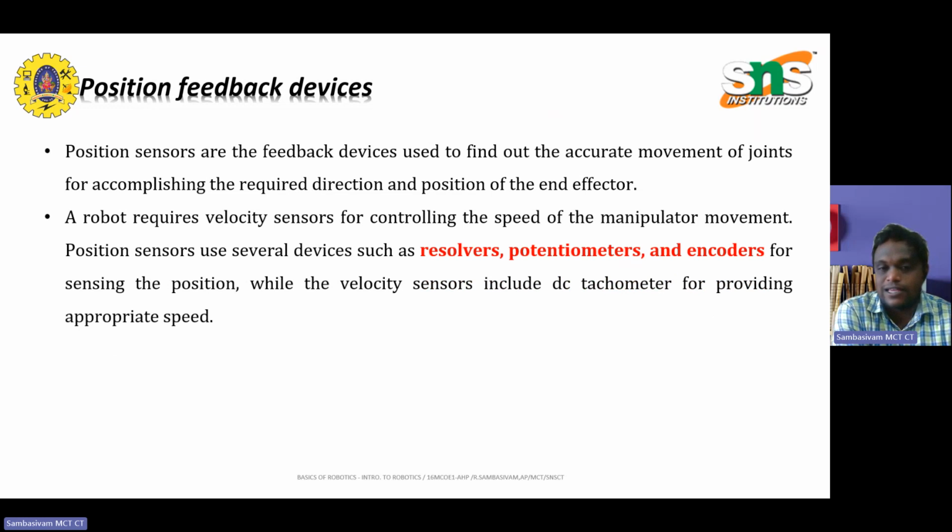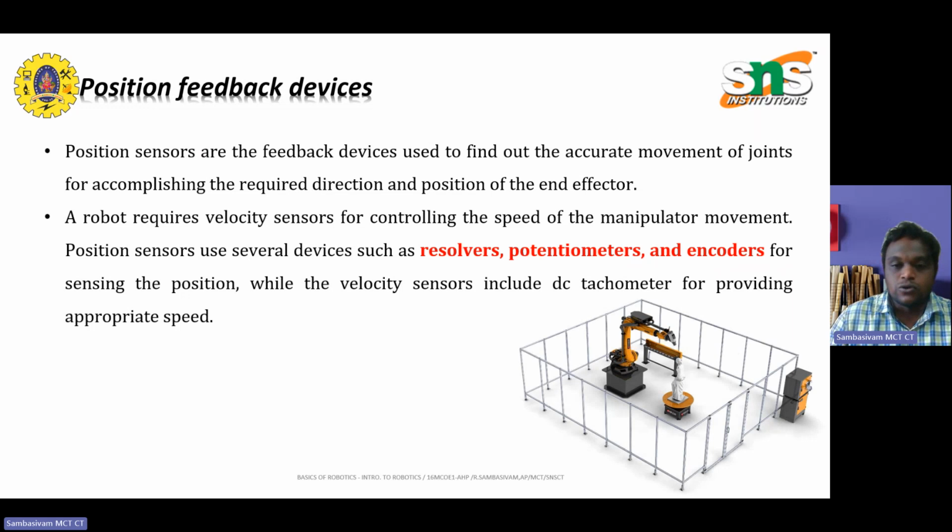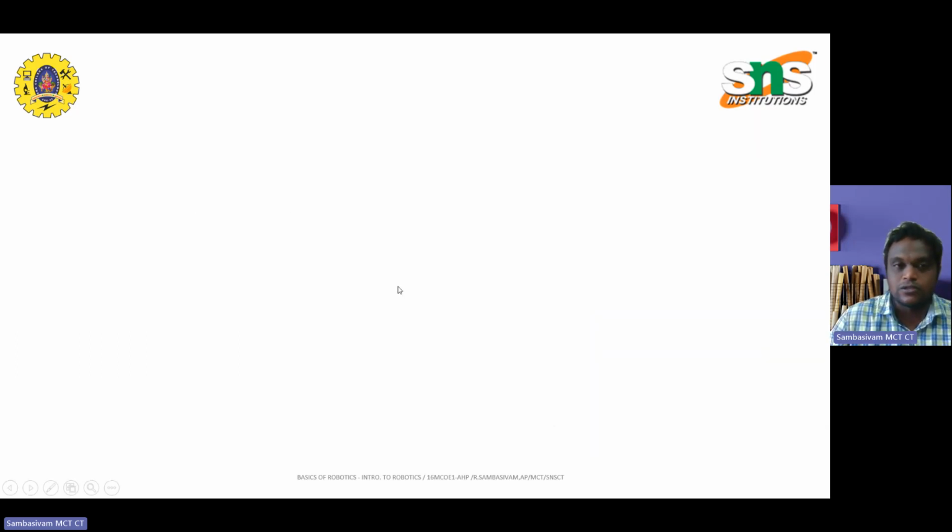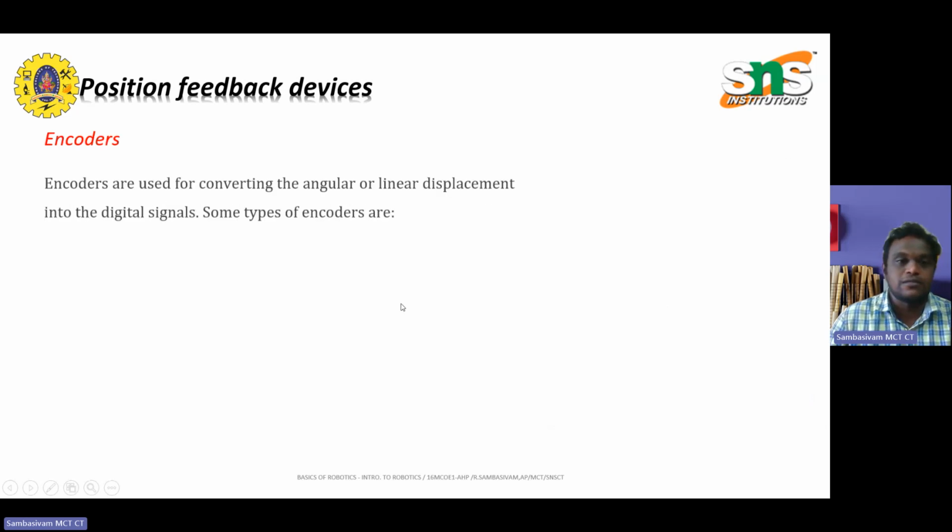The robot requires the velocity sensor for controlling the speed of manipulator movement, and it also consists of several devices like resolvers, potentiometers, and encoders, including a DC tachometer for providing the appropriate speed. So this is how a welding robot or manufacturing robot has been developed. How it works has to be identified by using these types of sensors.